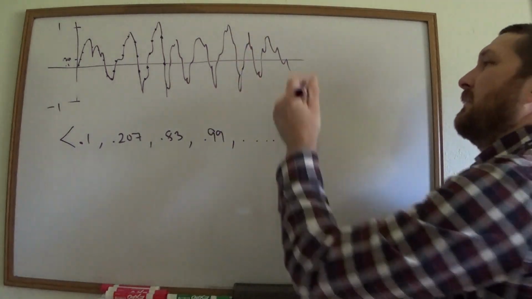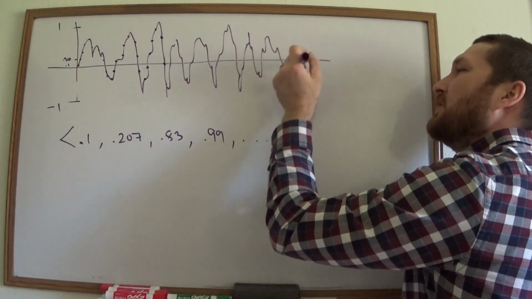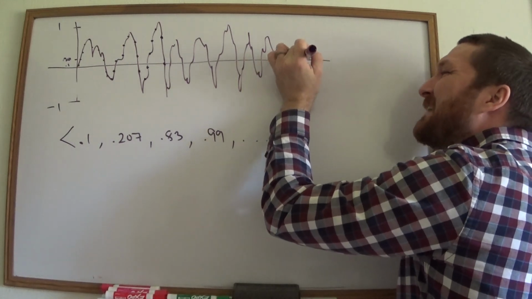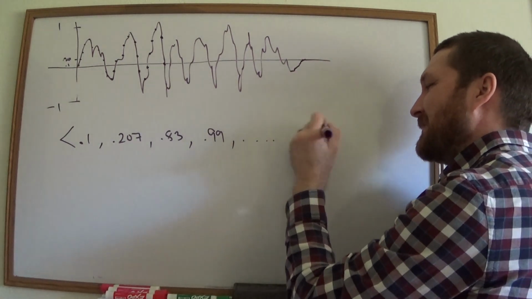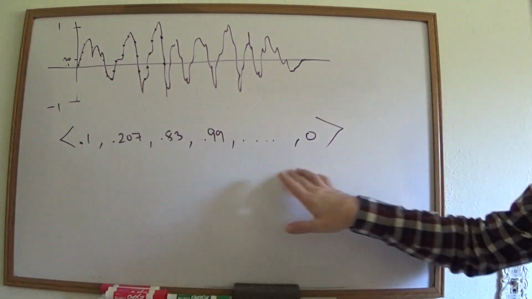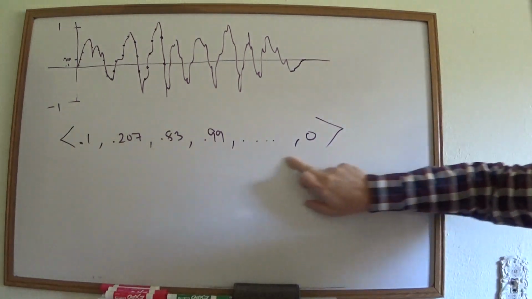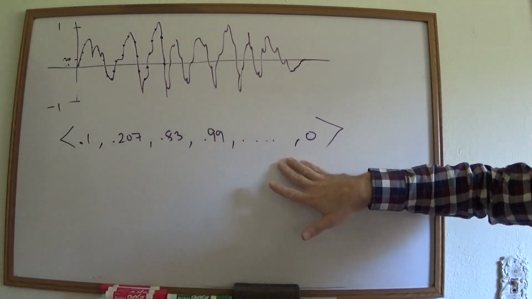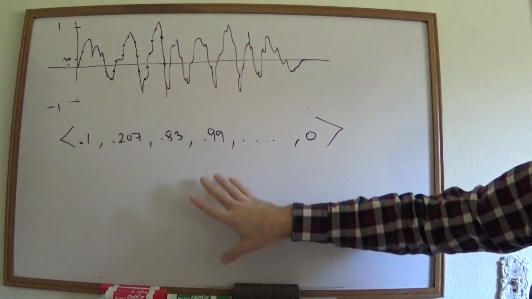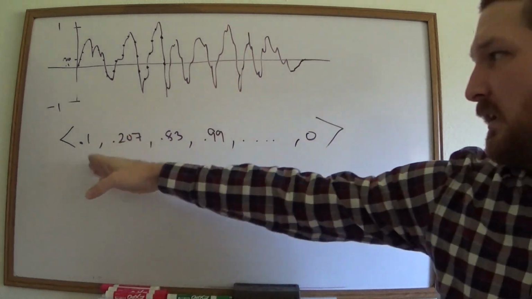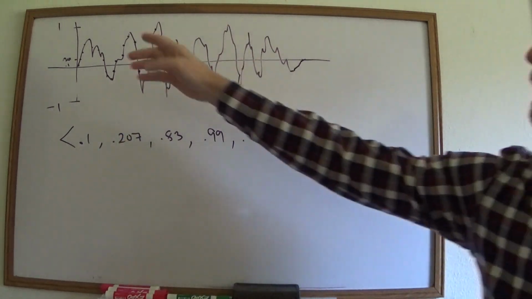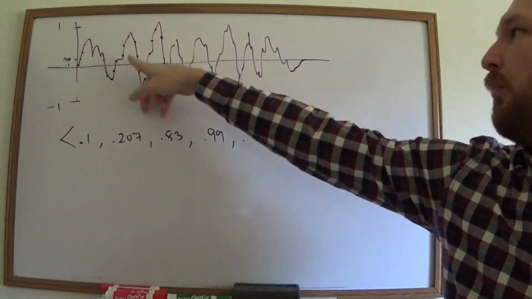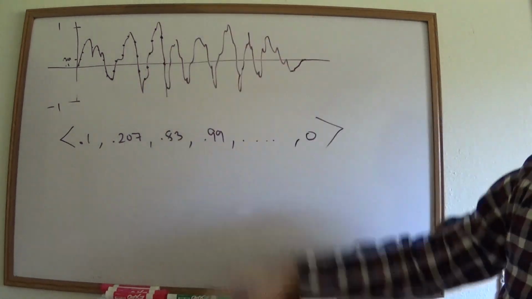I think that's how it ends. No, there's something else after that. Until the final bit, which is 0. And so that vector is a string of values, but it codes for sound. You could think of this vector as a collection of sampled points along this waveform.